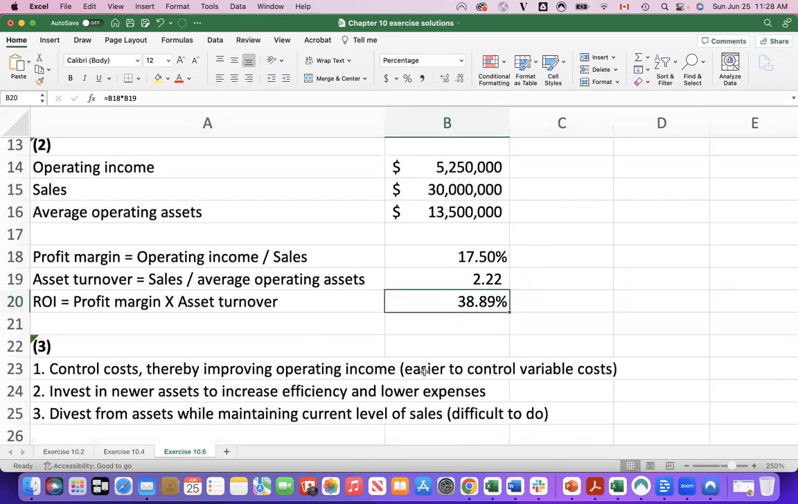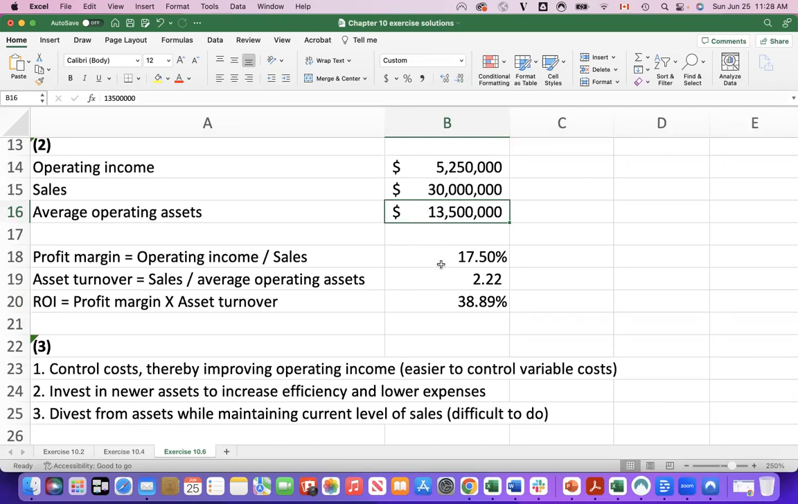Another way to improve ROI is maybe to invest in newer assets. Maybe these 13.5 million average assets are not operating as efficiently as they can. Maybe they're older, there's more breakdown, there's more stoppage, there's more rework, more waste, whatever the case is. If we're seeing that, then it might be an indication that we need to invest in newer assets.